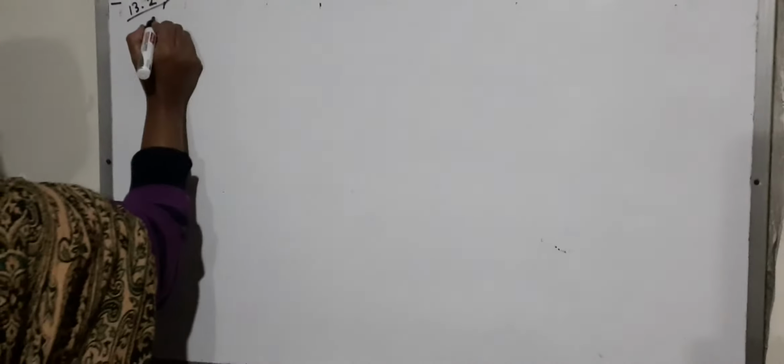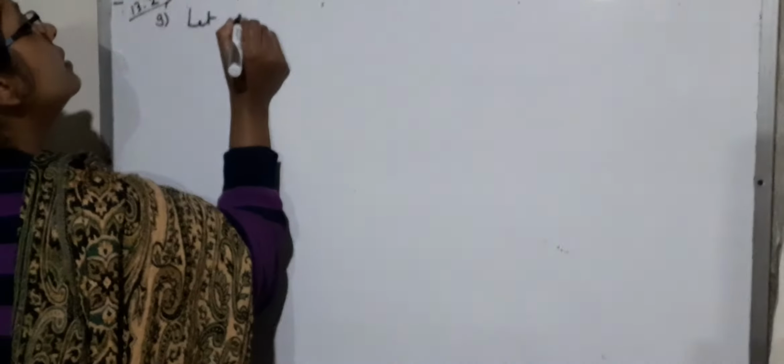Question number 9. A car takes 2 hours to reach the destination by traveling at the speed of 60 km per hour. How long will it take when the car travels at the speed of 80 km per hour? Suppose the time taken by car at a speed of 80 km per hour is x hour.